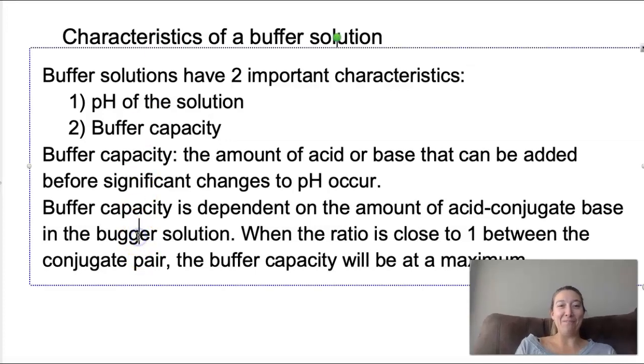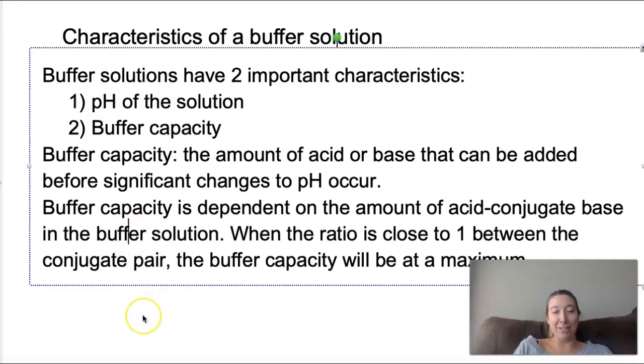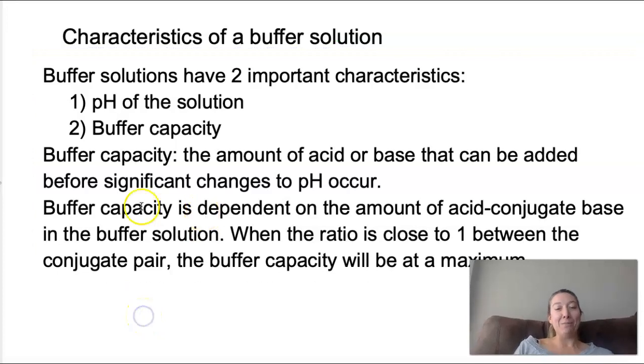So buffer capacity basically refers to how much acid or base. Sorry, this says bugger, and I have no clue why. It's probably auto-corrected buffer to bugger. Okay, so buffer capacity is going to depend on how much of the acid and conjugate base or base and conjugate acid you have present in your solution. The higher the concentrations are, the greater the buffering capacity is going to be. If you don't have very high concentrations, you're going to find it's going to have a pretty low buffering capacity. And that's because if I don't have a lot of it, it's not going to be able to shift far this way or this way, at which point it's going to have a minimal buffering capacity.